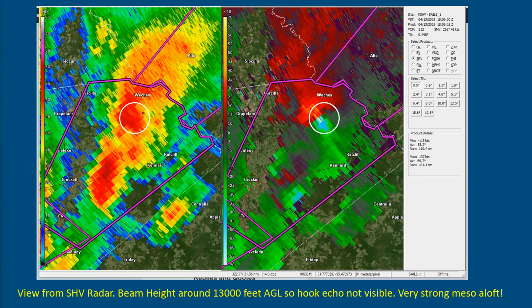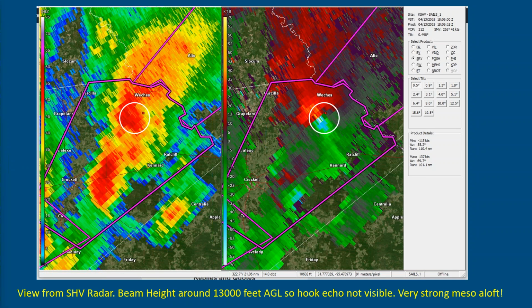Once again, you're getting more of a mid-level view of these storms because they're not very close to the radar. However, with these strong tornadoes, like I said earlier, they often will have a strong mesocyclone aloft, and it is definitely being picked up here, in this case by the Shreveport radar. So even though we're not seeing a hook per se, because we're hitting the storm higher up, we're getting that tight circulation. So it's very clear where the tornado is in this case.